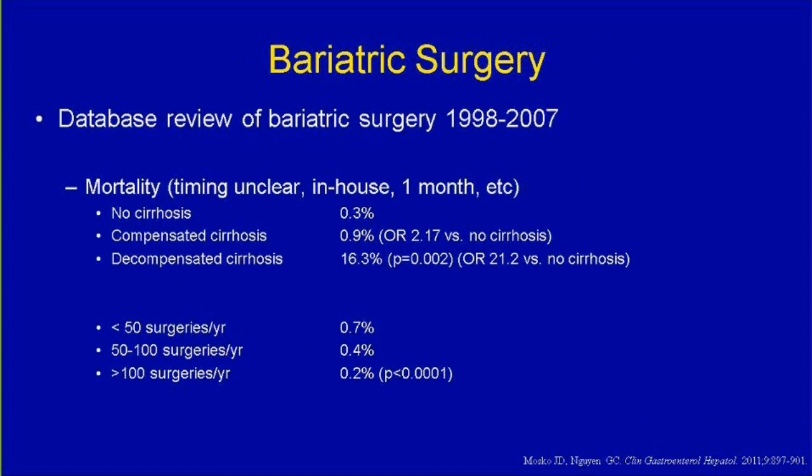Number one, don't wait too long. By the time someone gets to cirrhosis, surgery of any kind, let alone bariatric, is going to be more difficult, higher morbidity, higher mortality. Number two, do not send these people to the man or woman who's done three surgeries in the last 10 years like this. So you see here on the bottom, the more surgeries your team does, the morbidity, mortality drops dramatically.